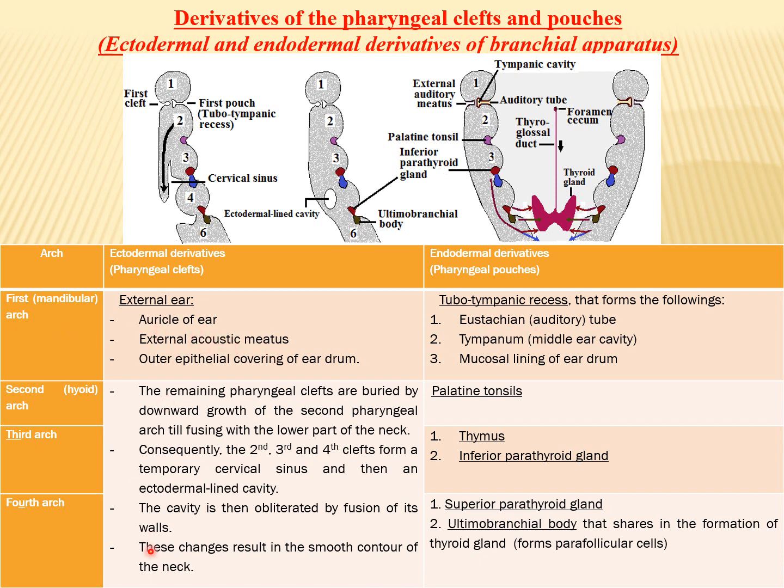The other clefts, as we see here, are buried or covered by the down growth of the second arch to fuse with the root of the neck, covering these clefts that disappear later on, forming at first temporary ectodermal lined cavity that obliterates and disappears.